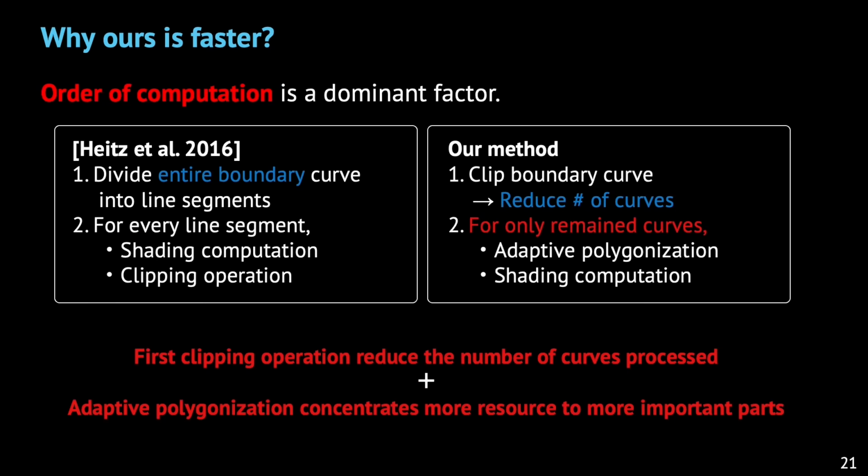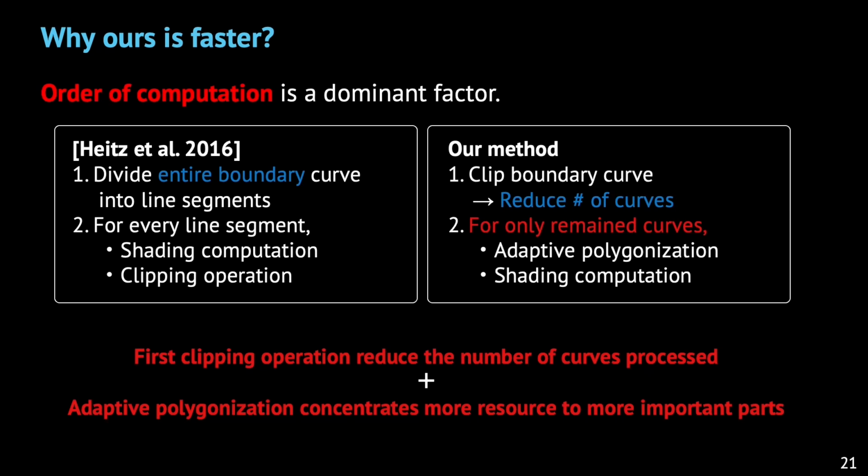But you may wonder why our method is so fast. The direct answer to this question is a better computation order of our method. In the previous method, the entire boundary curve is divided into line segments, and for each of them, both the shading computation and the clipping operation are performed. Therefore, the computational complexity is directly proportional to the number of edges of the polygonal approximation.